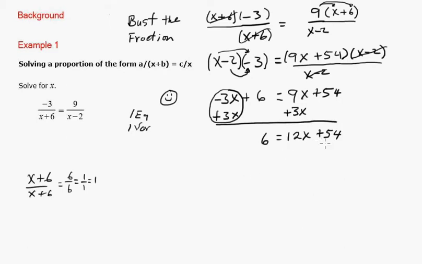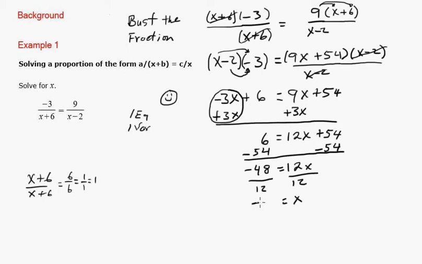Alright, so now I have to subtract 54 from both sides, again trying to get that x by itself. So here I get a negative 48. So you divide both sides by 12. And I happen to know that 12 goes into 48 4 times, so it's going to be a negative 4.